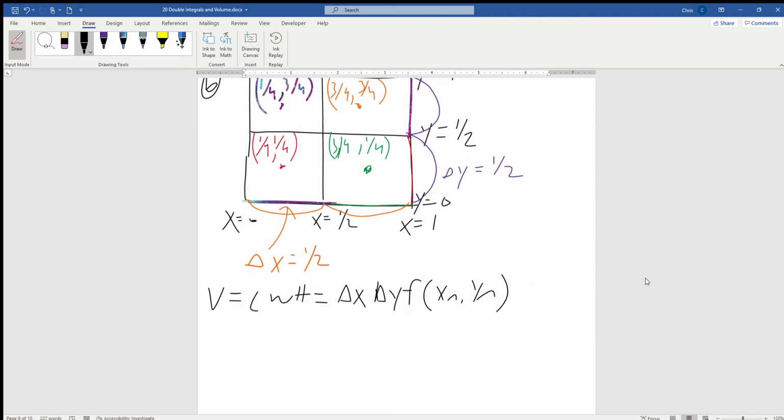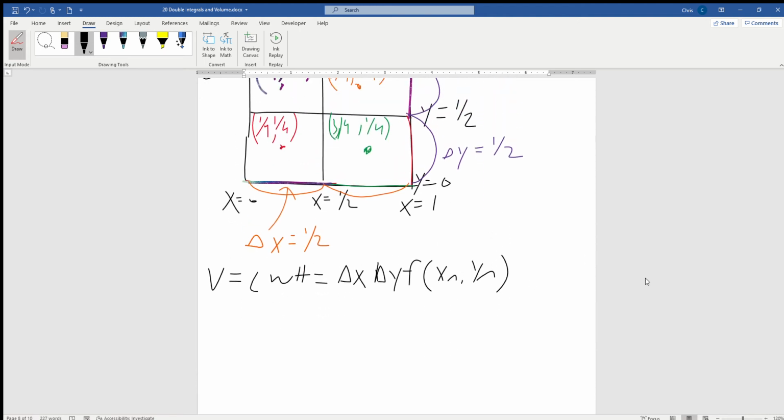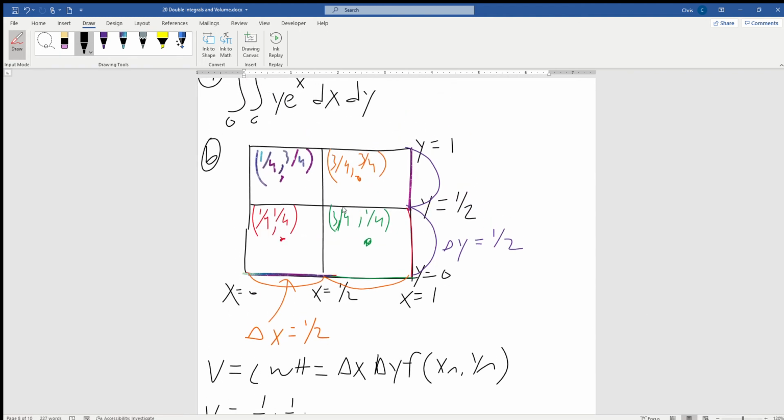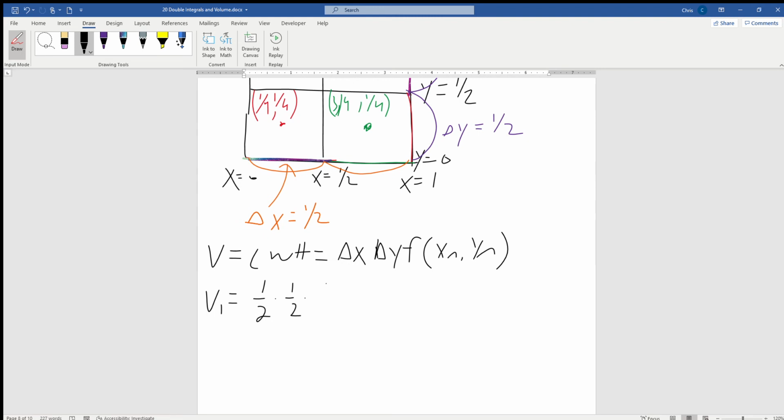So let's go ahead and find all four of the volumes. V1 is going to be equal to delta x, which is a half, times delta y, which is a half, times the function, and remember our function was y e to the x, so that's going to be 1/4 e to the 1/4. Let's just approximate that. Well, it's just going to be 1/16 e to the quarter. We can just hold on to the exact value, and then at the very end we can add them together.